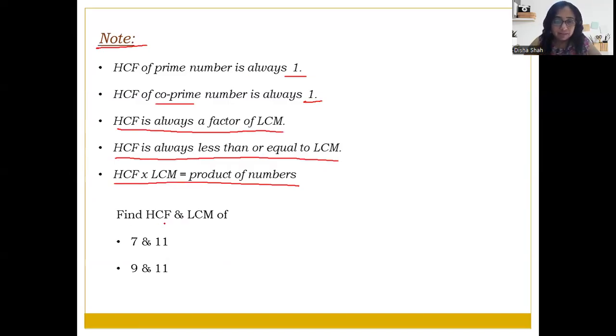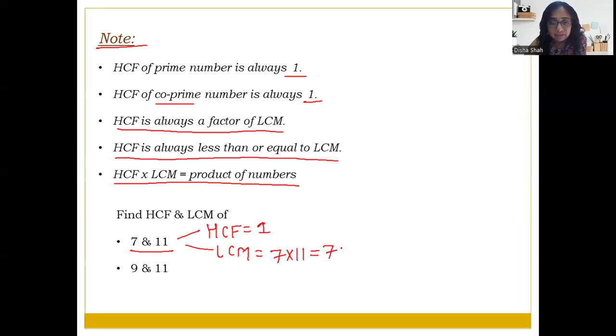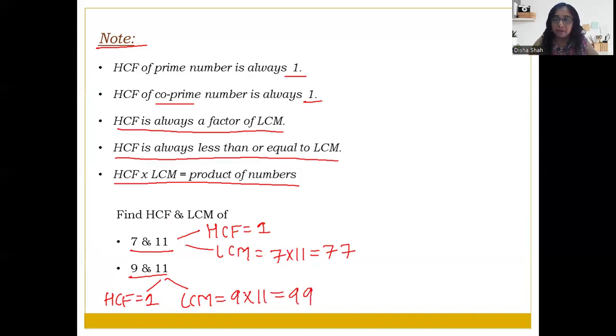Now, let's find the HCF and LCM of 7 and 11. Now, 7 and 11 both are prime numbers. So, HCF has to be 1. And LCM इस केस में क्या होगा? Product of numbers that is equal to 77. Similarly, 9 and 11, they are not prime numbers, but they are co-prime numbers. So once again, here the HCF is 1 and LCM is nothing but the product of numbers, that is 99.